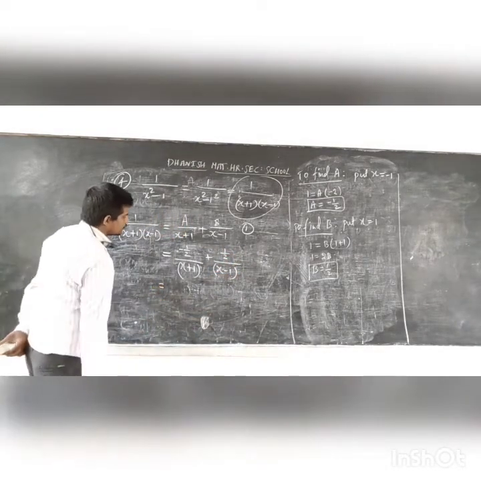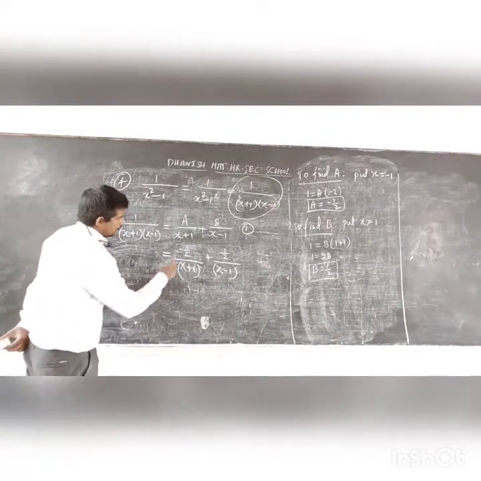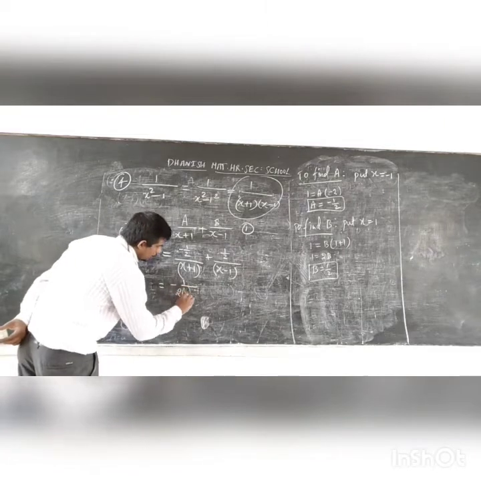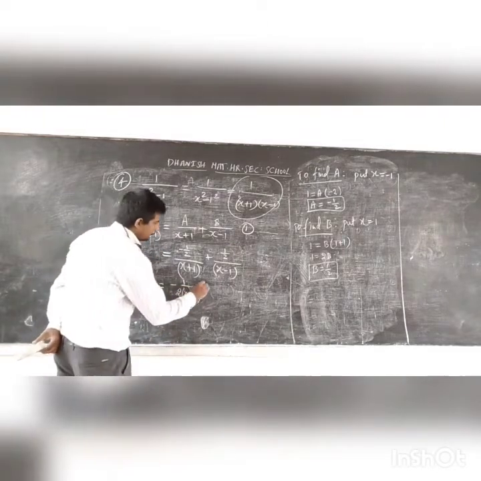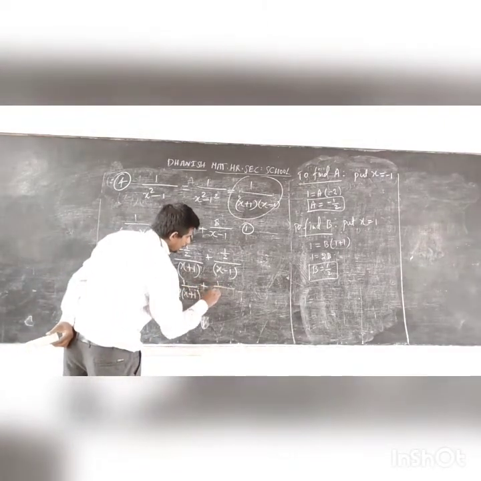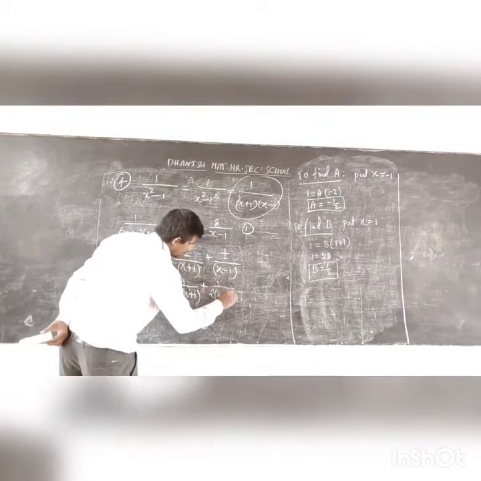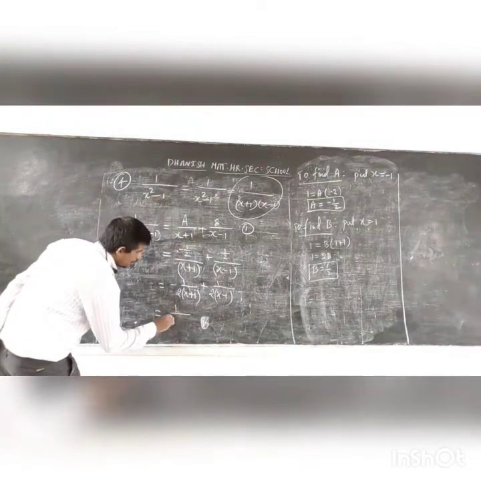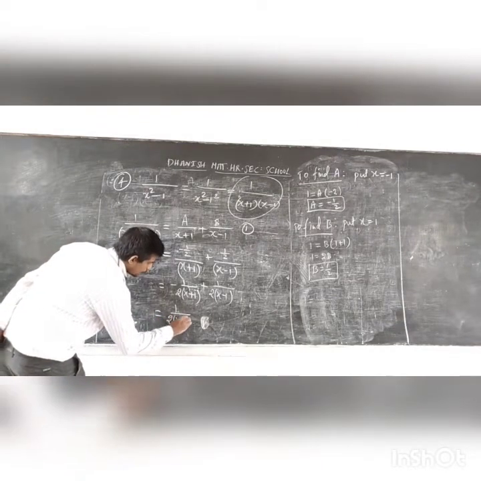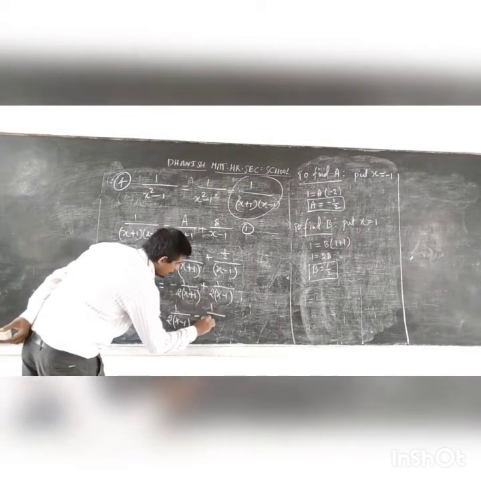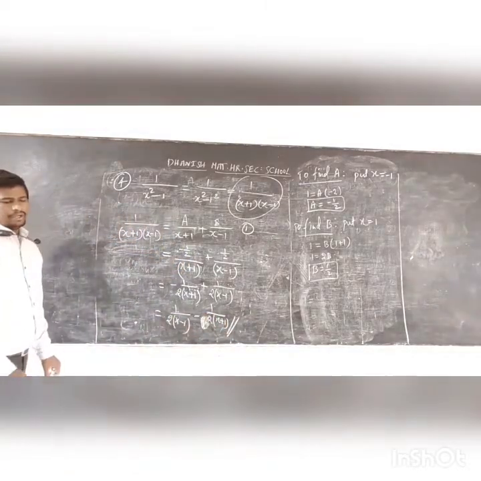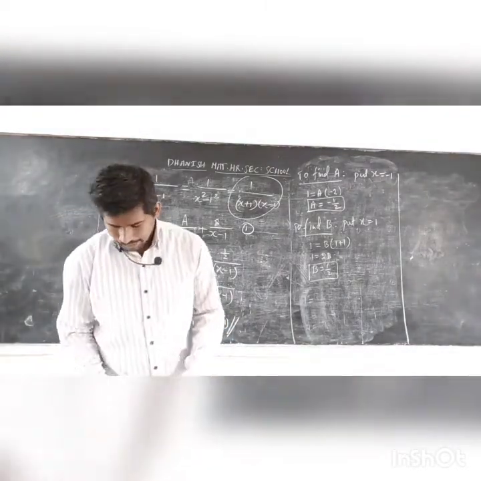So this is minus 1 by 2 into x plus 1 plus 1 by 2 into x minus 1. So it can be written as 1 by 2 into x minus 1 minus 1 by 2 into x plus 1. That's it. We got our required partial fractions.